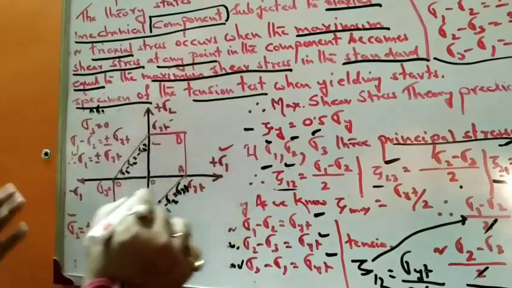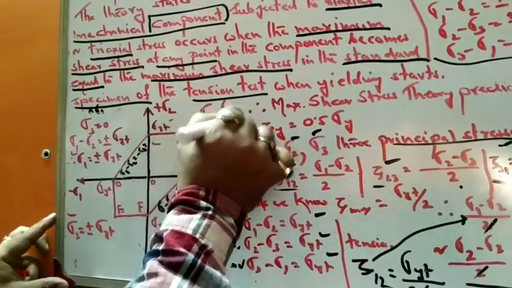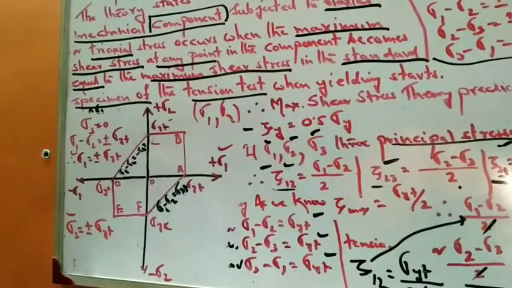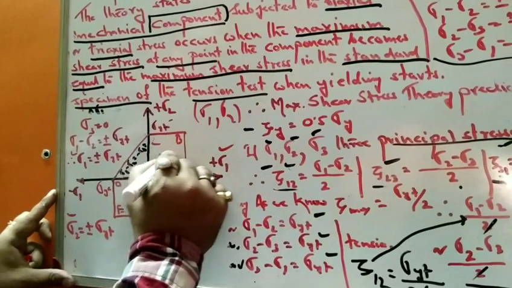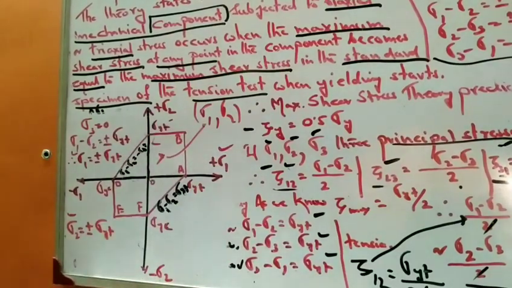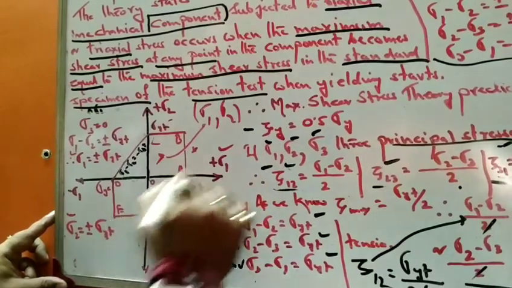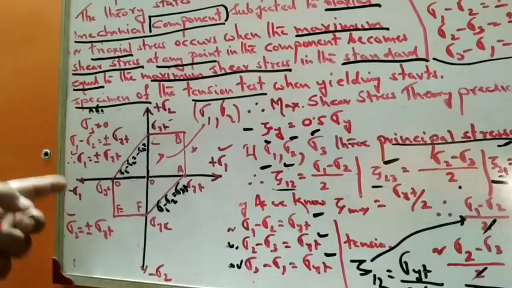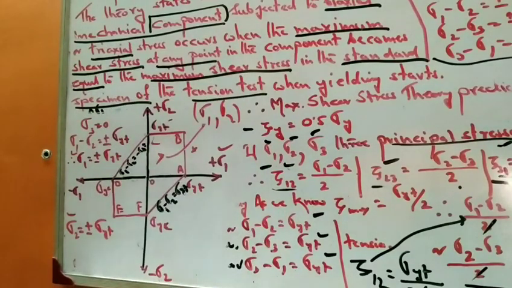Now this is the boundary. If the value of the stress sigma 1 and sigma 2 lies within this area, within this margin, then the design is safe. If it lies outside this, it could not be considered a safe design. And this line A to F is represented by sigma 1 minus sigma 2 is equal to plus sigma yt, and D to C is represented by sigma 1 minus sigma 2 is equal to minus sigma yt. So this is the region of safety.